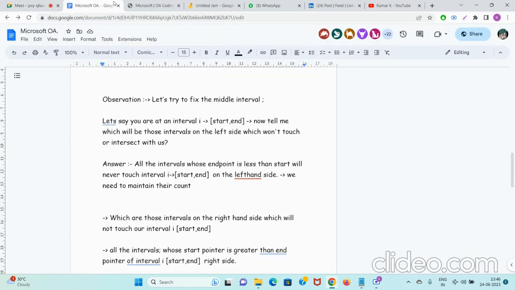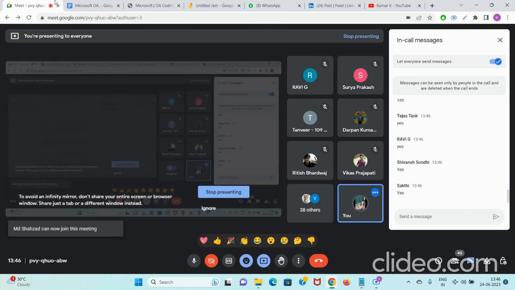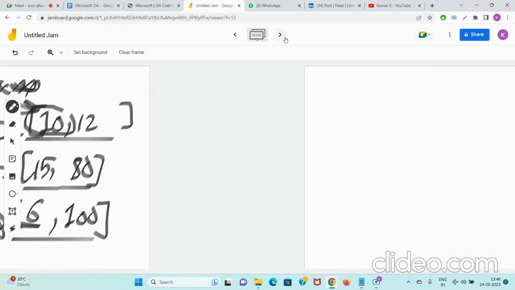If all of you have now understood which are the intervals which will not touch on the left hand side and which are the intervals which will not touch on the right hand side, 5 people write yes in the chat, then let's go to the main solution now.